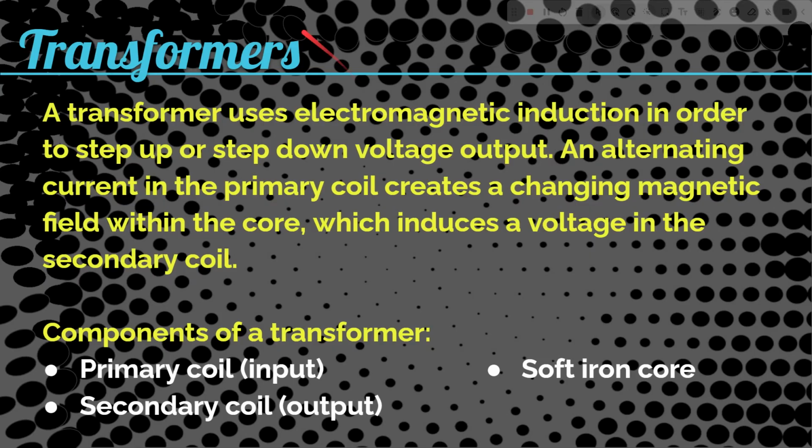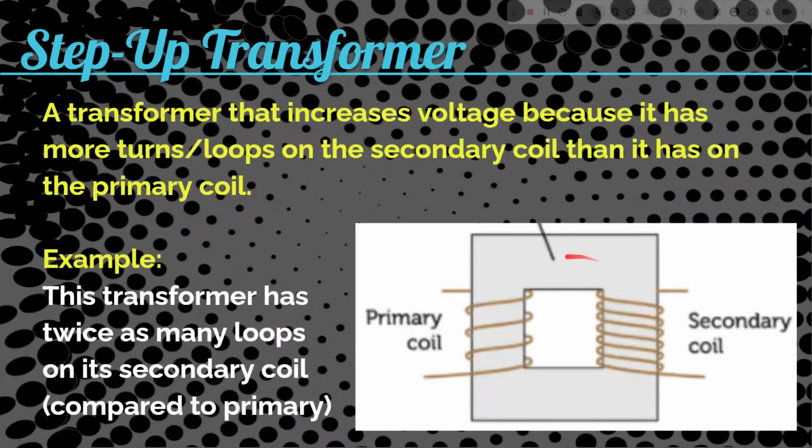So anyway, these are the components: primary coil, secondary coil, and some kind of core. It looks like this. So a transformer, you're going to have some kind of core, and you're going to have wire wrapped around it, but you're going to have a different number of loops of wire on the primary than the secondary. This is an example of a step-up transformer. You can tell it's a step-up transformer because it goes up in the number of loops, and thus it goes up in the amount of voltage.